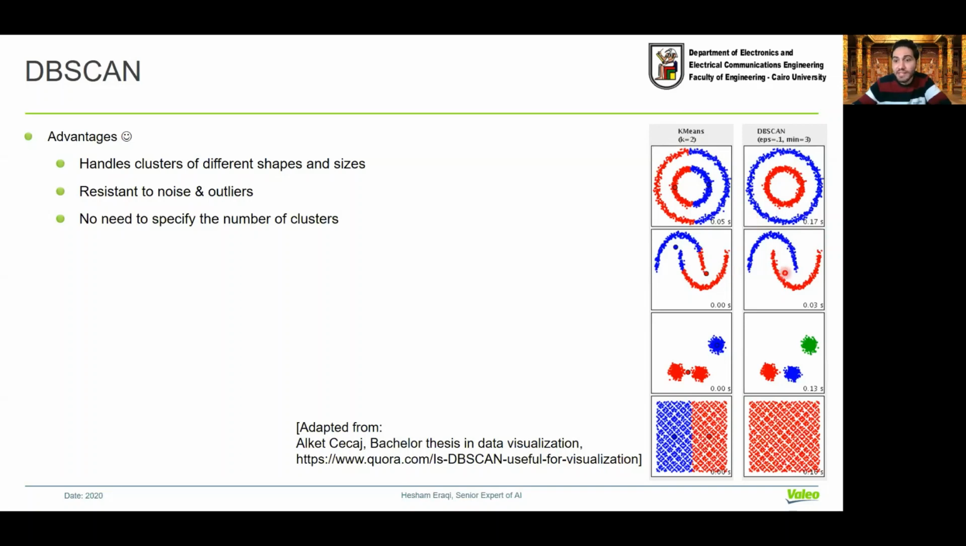And the same is happening for the second example here. This is the result from the k-means. It's not good for the same reason. And this is the clustering you get from the DBSCAN, which is very good. And in the third example, actually, the data is very suitable for the k-means algorithm and the DBSCAN algorithm.